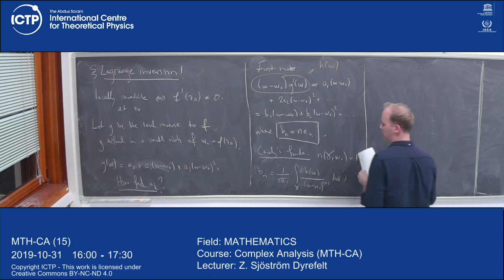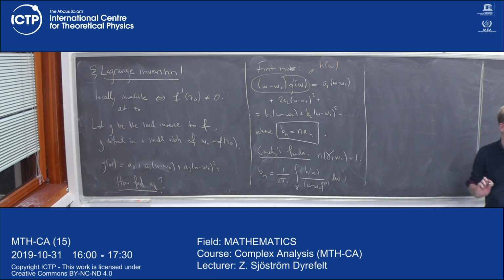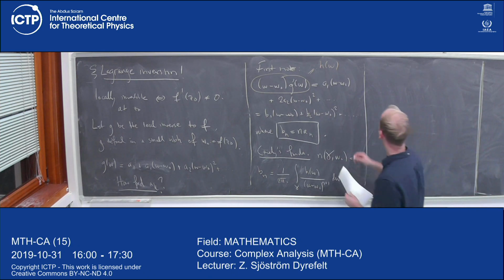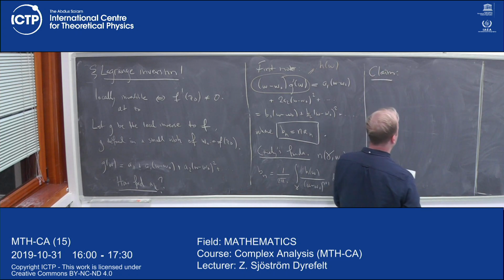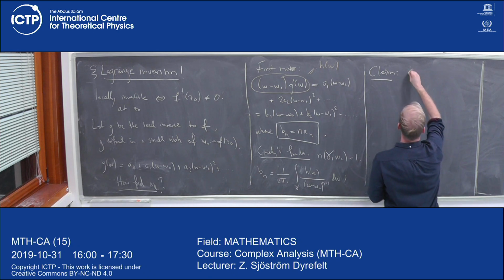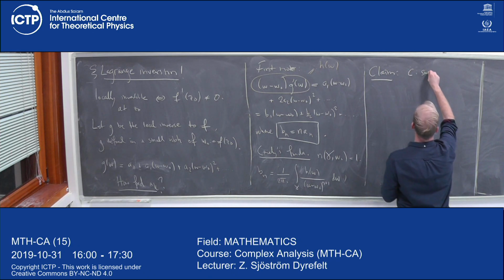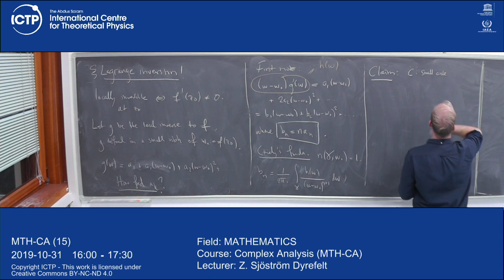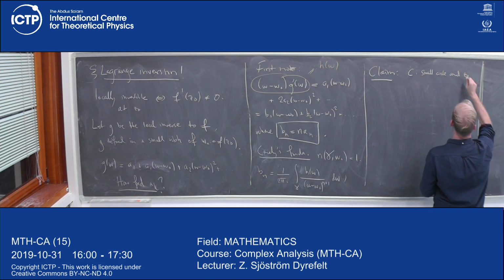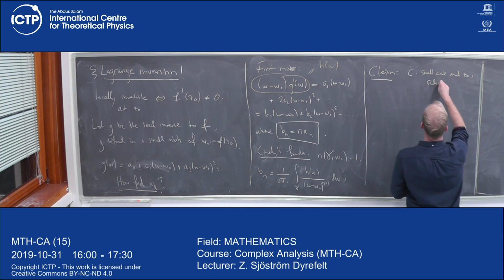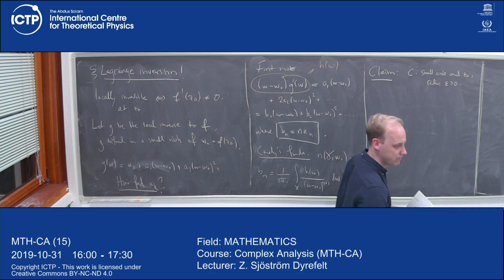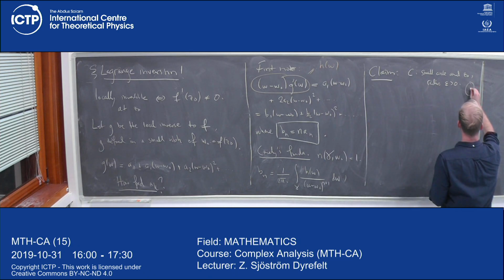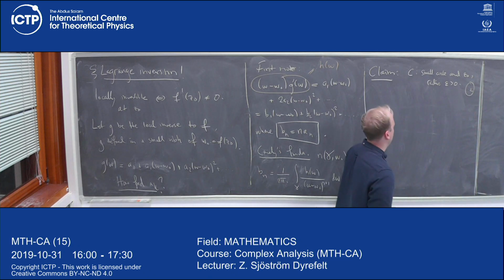So we have this, and now we want to apply this to a suitable gamma to get something we want. And what gamma do we want to take? Well, I have the following claim. But first I consider C, a small circle around z0 with radius epsilon, of course a very small radius. So this is C.